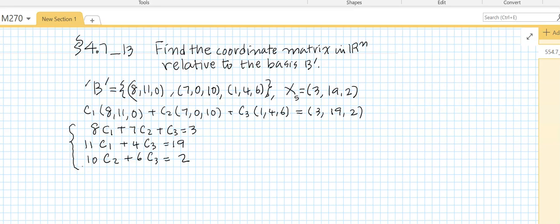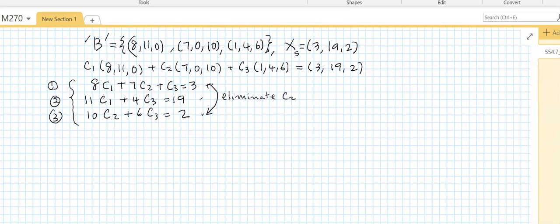Now, when I look at this, it may look a little nasty here. So I need to think about these: this is just C1 and C3, this one is C2 and C3, this one is all C1, C2, C3. So I like to combine these two to eliminate C2. Okay. So if I call this equation 1, this equation 2, this 3, I want to eliminate C2.